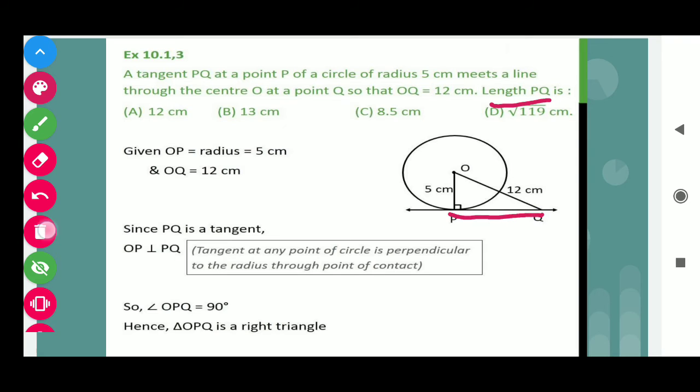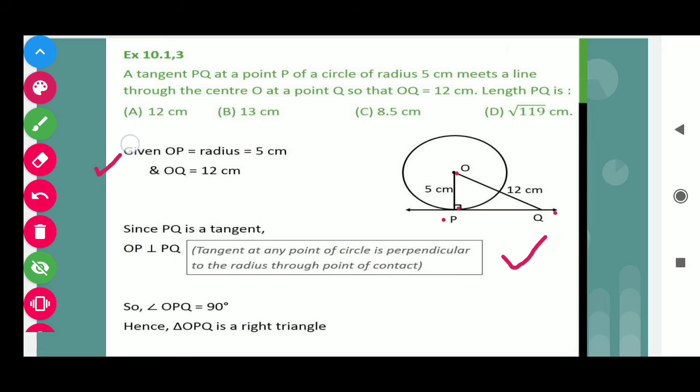You can see here, students, one remark: the tangent at any point of a circle is perpendicular to the radius through the point of contact. Students, here we have made the tangent PQ and OP is the radius. At the point of contact, radius and tangent both must be perpendicular. You can see here OP is the radius, PQ is the tangent. So here OP and PQ are at a 90 degree angle. So students, in this way, OPQ is a right angle triangle. By using the Pythagoras theorem, we will find PQ.